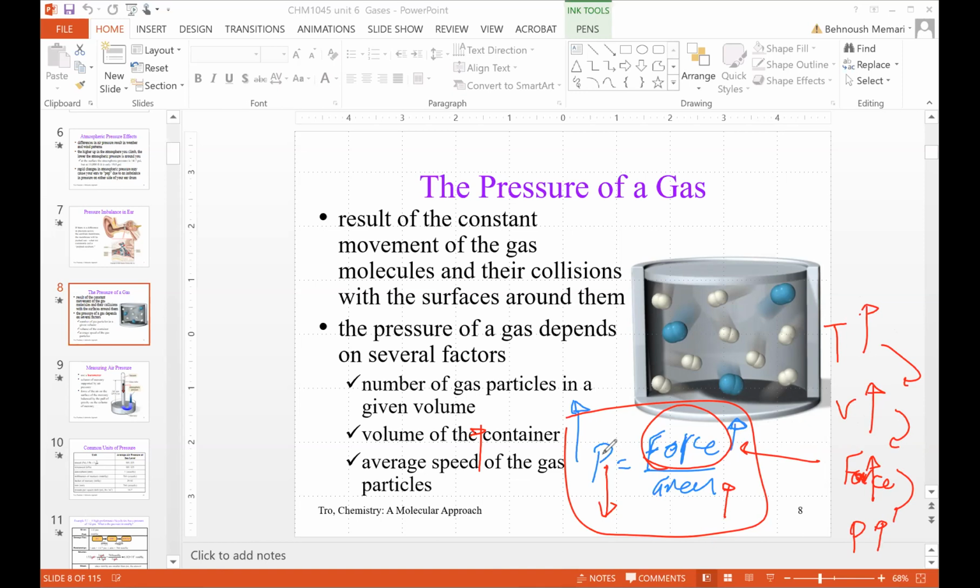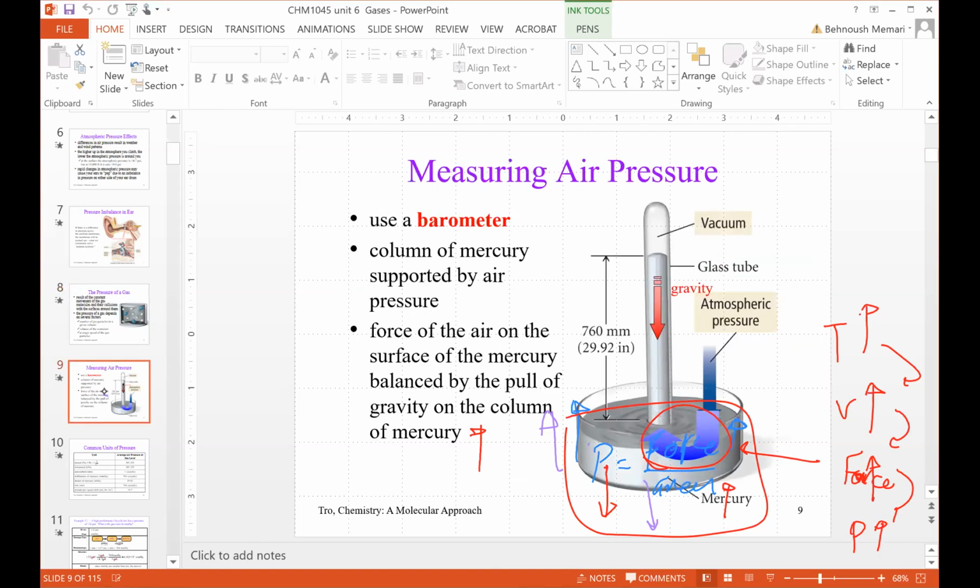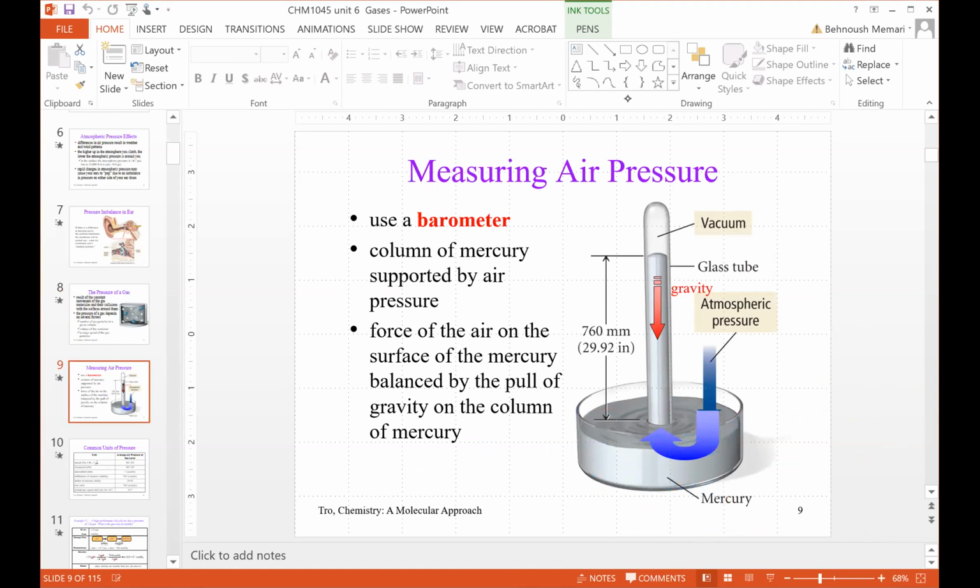Now, if you lower the volume, of course, we already said, that means you are lowering the area. If you lower the volume, then the force is the same. You're dividing the same force over a smaller area, so the pressure is going to be higher. So there are factors that affect the pressure of the gas: temperature, volume, and number of molecules of the gas.